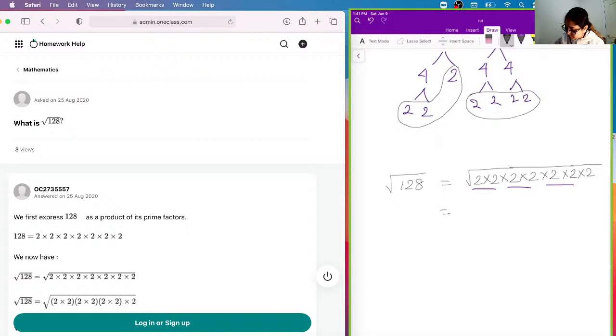And so you would have 2 squared times 2 squared times 2 squared times 2, right? And so the squares would get cancelled out because of the square root, and so you're just left with the last 2 because it doesn't have a square.